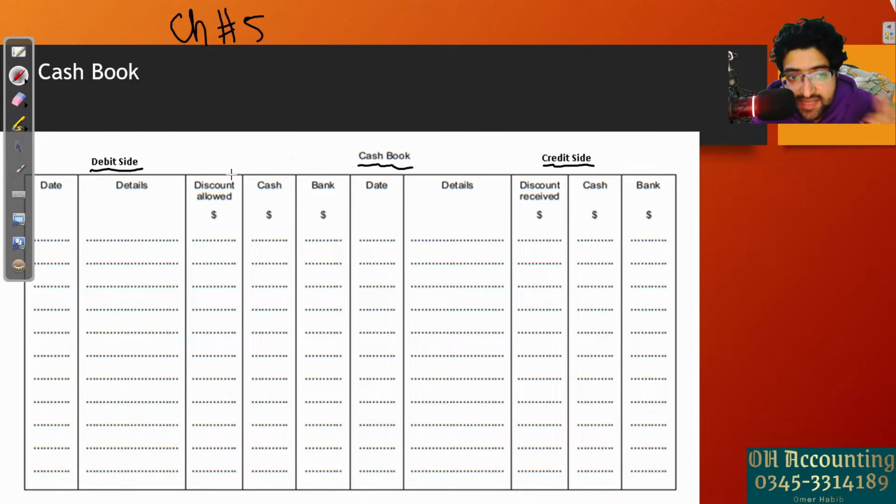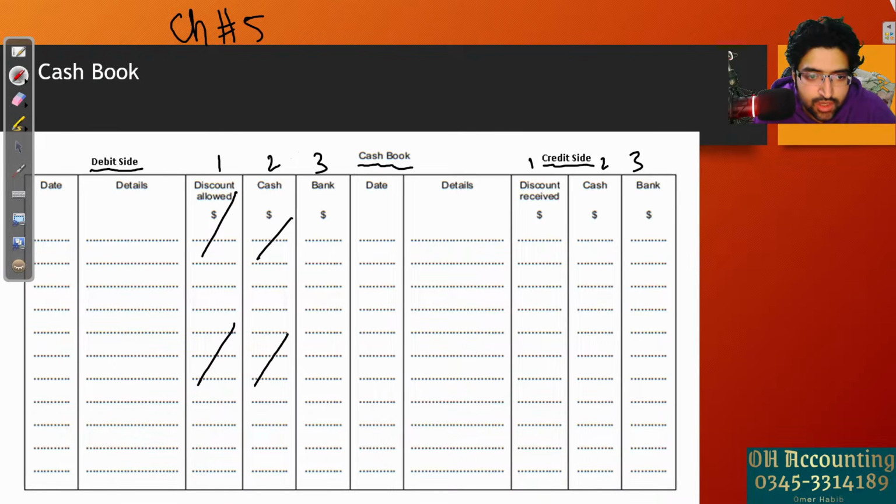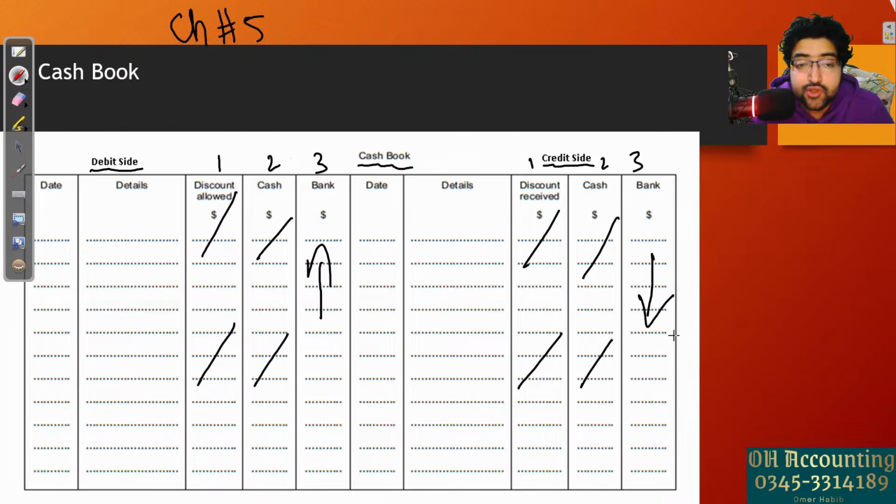We usually have 3 columns on each side: discount, cash, bank, discount, cash, bank, right? But in this topic, we will not worry about preparing the discount and cash columns, so we can cross these off. We are only worried about what is happening with our bank account. The money coming in, we have to track that, and the money going out, we have to track that, right? So that we can look at the final balance and then compare it with the bank statement.